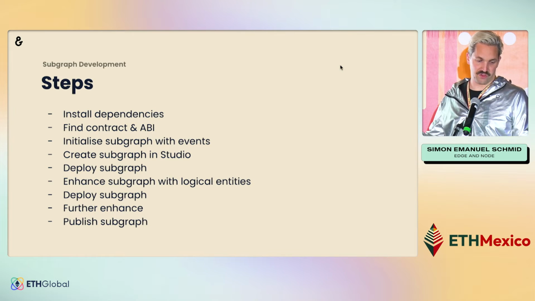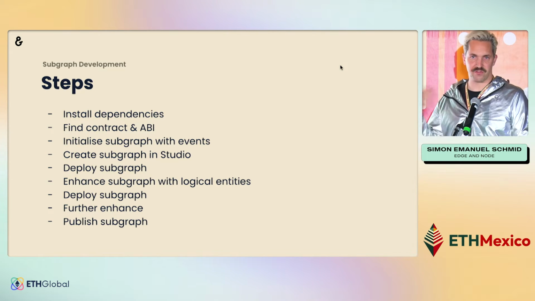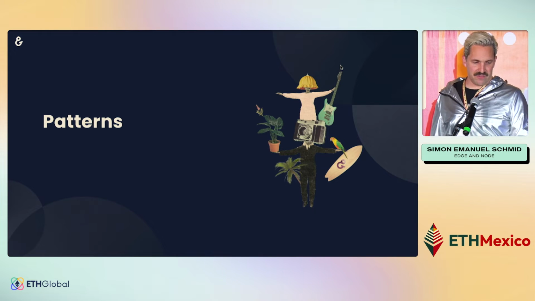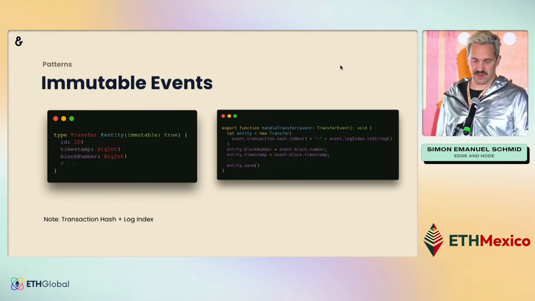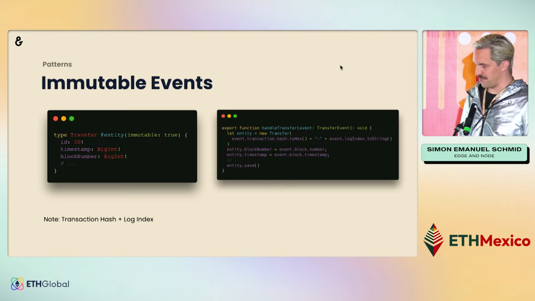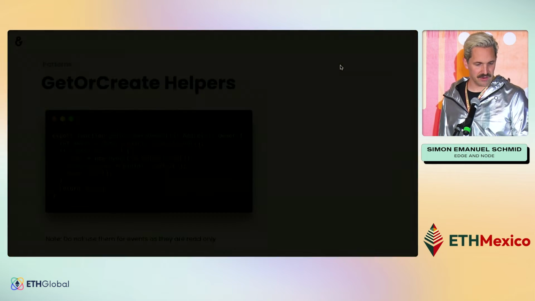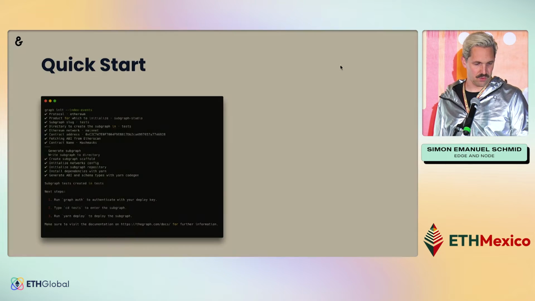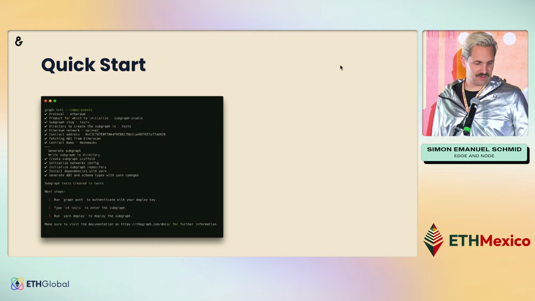Then what you do is install dependencies, find the contract, and initialize. Then you deploy it to the Studio, enhance the subgraph, and deploy again, and so on and so forth until you're ready, and then you can publish. I also have a collection of patterns in this presentation, but it's probably better to look into that later. They are here, so it's some stuff that you could do. But I would say let's just do it.